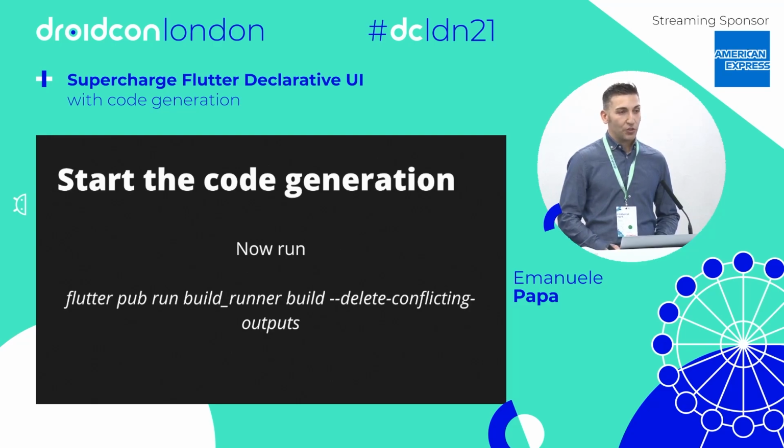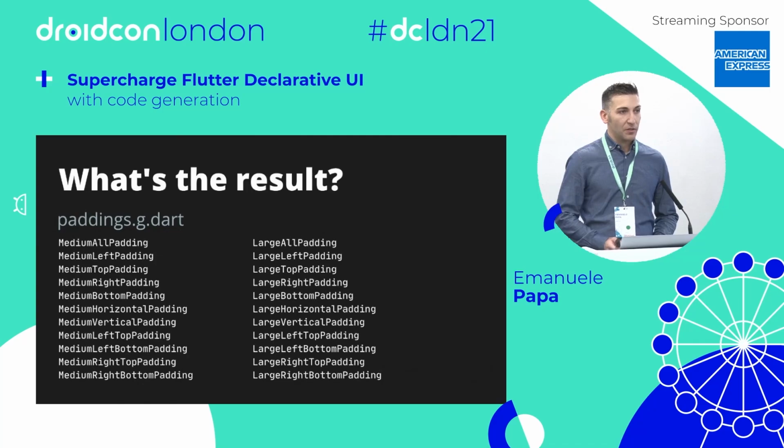When you run the code generation using this command, after a few moments, you will get all the widgets created by SourceGen, which is the library we use to create the widgets. So what we get is this. This is the result of the code generation. Since we specified padding medium and padding large, we will get all these sets of widgets. For example, for padding medium, we get medium all padding, medium left, medium top, medium right, and so on. All the possible combinations that you can create with EdgeInsets.